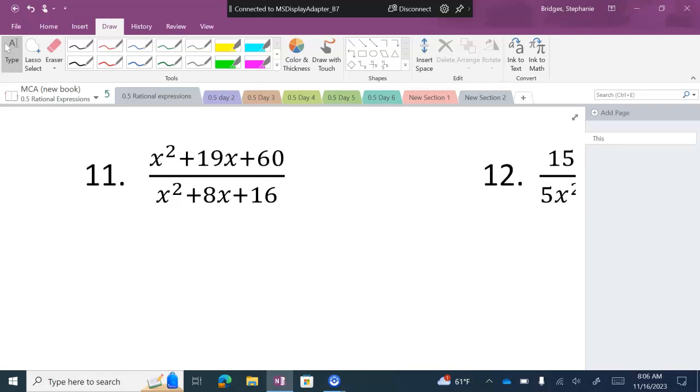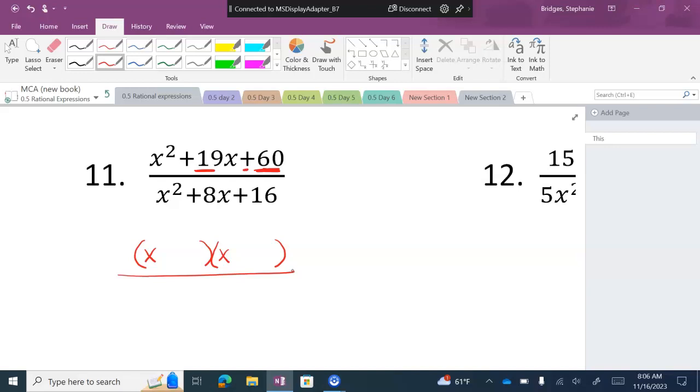We want to try to factor x squared plus 19x plus 60, and then we want to factor x squared plus 8x plus 16. Looking at the top, do we have a GCF in any of those terms? No. So let's remember factoring now. We want two numbers that multiply to give me 60 and add to give me 19.